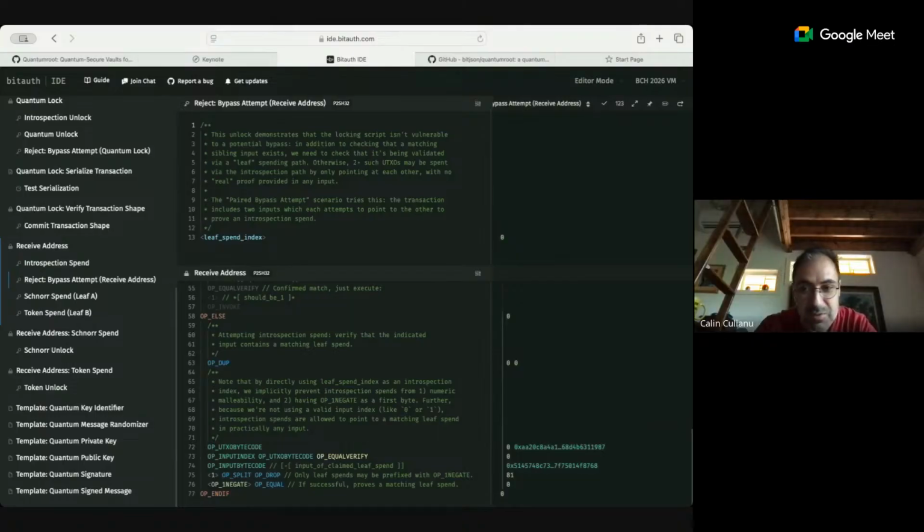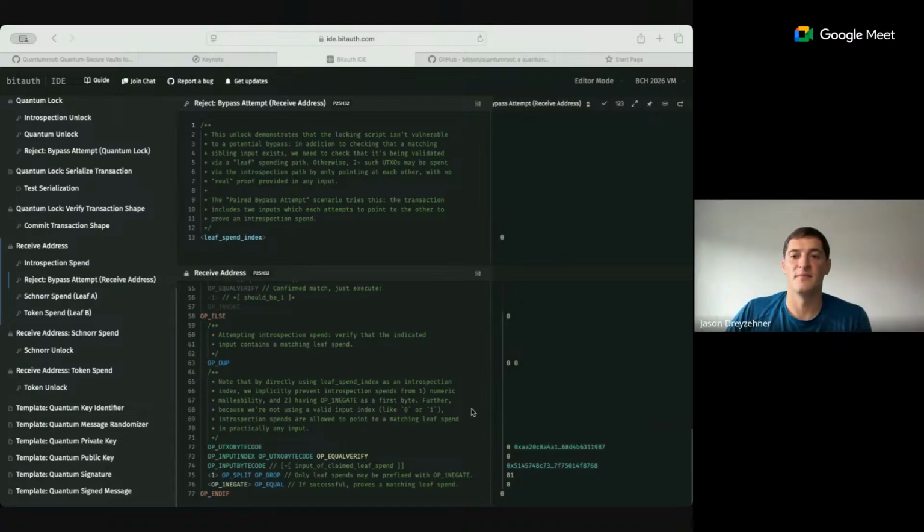I think I understand. Just tell me if I understood correctly. So a leaf spend always starts with a -1. So you take the first branch of the if, and then that actually does real validation of spending. And an introspection spend is an index of some other input, right? Is that correct? Yes, that's right.